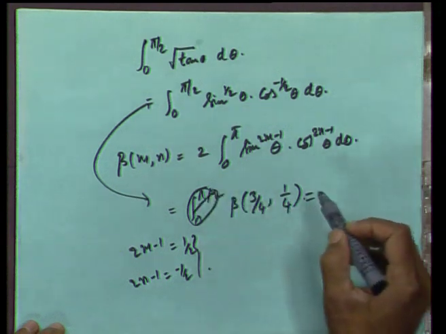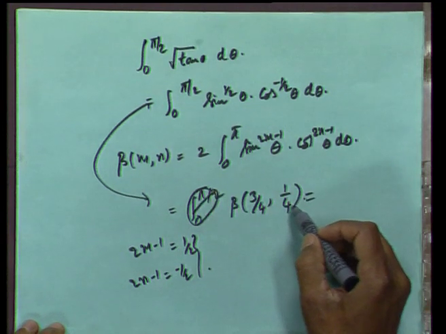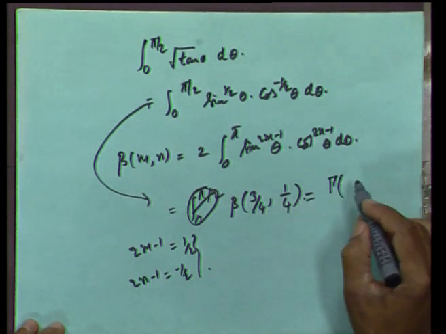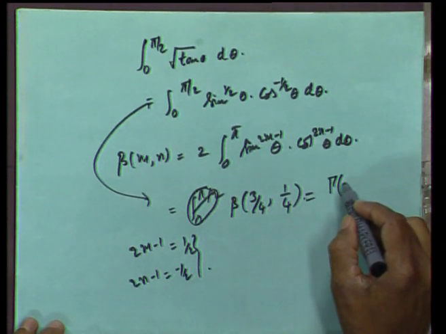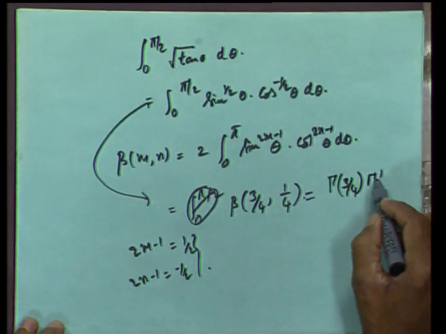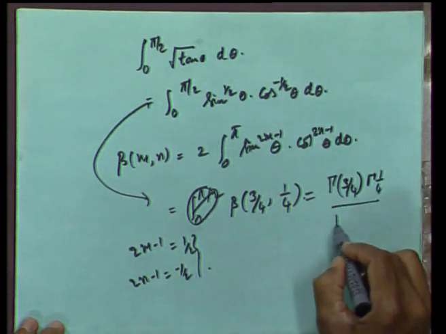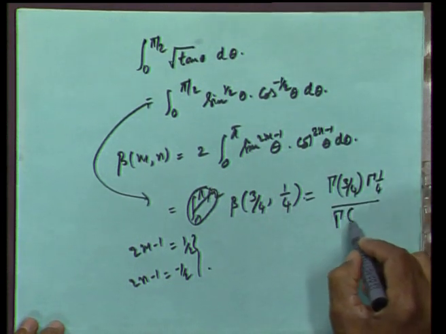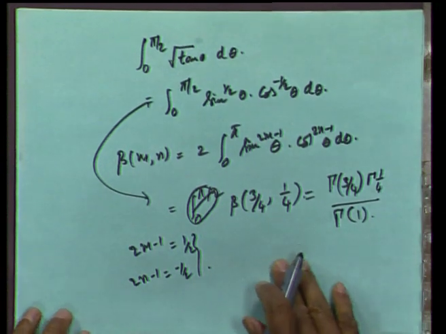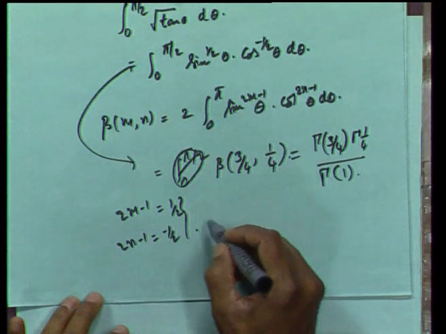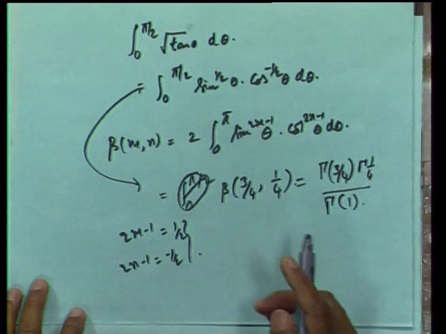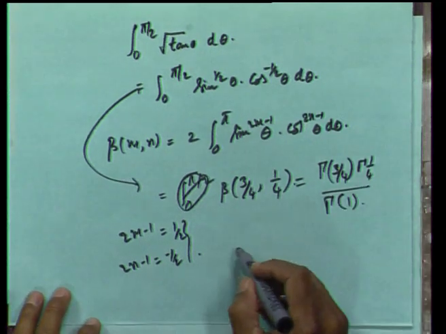And you know the relationship between the beta and gamma functions: beta mn is equal to gamma m gamma n divided by gamma m plus n. So, gamma 3 by 4 into gamma 1 by 4 divided by gamma of 3 by 4 plus 1 by 4, which is simply gamma 1. So, the given integral 0 to pi by 2 root tan theta d theta is equal to gamma 3 by 4 into gamma 1 by 4.